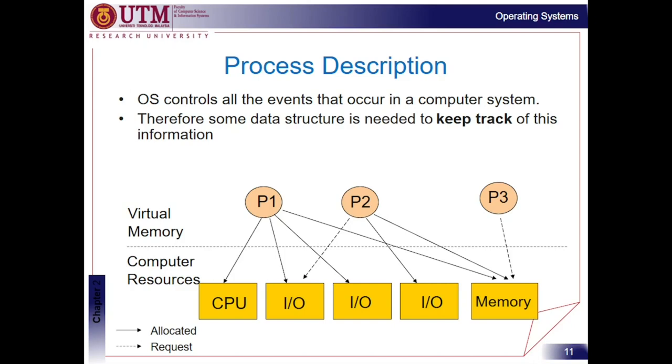A PCB contains information such as the process ID, the program counter, the CPU registers, the memory allocation, the list of open files, and other attributes of a process. The OS maintains a table of PCBs for all the processes in the system.